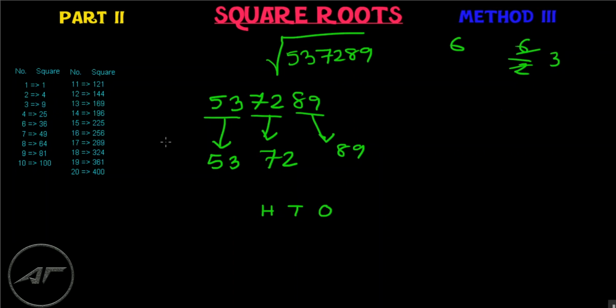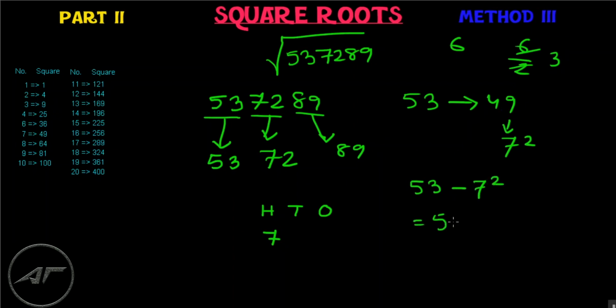Now from there we can see that the perfect square nearest to 53 is 49, which is 7 square. So we put 7 here. Simple. Now what we have to do is subtract this number from this digit square. Okay, so we'll subtract 53 minus 7 square, which is equal to 53 minus 49, which is going to be 4.